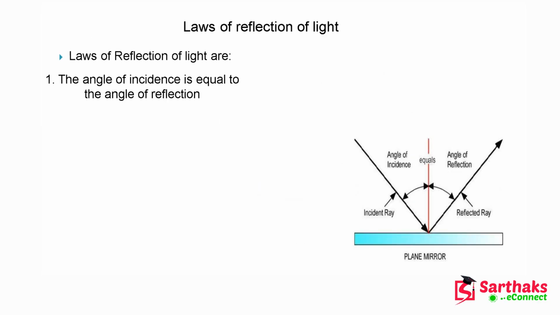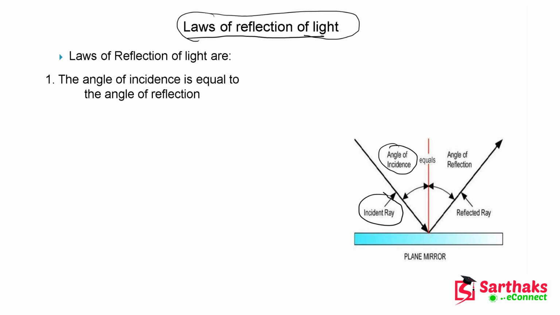Now on the next slide we will be talking about some laws of reflection. It is very important. In this slide we will be discussing the laws of reflection of light. If you have a clear understanding of the terms which we discussed in the previous slide, then these laws will become very simple for you. This is the incident ray, this is the angle of reflection, this is the reflected ray, and this is a plane mirror. Our first law says that the angle of incidence is equal to the angle of reflection. This rule will always be followed by light.